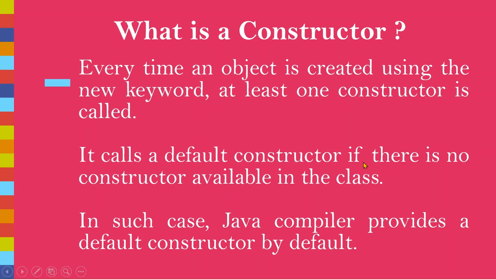So it calls a default constructor if there is no constructor available in the class. If you are not defining any constructor inside a class, then the Java virtual machine is going to call a default constructor automatically. In such a case, the Java compiler provides a default constructor by default. So you don't specify any constructor in your class, and the compiler's work is to create a default constructor and give some default value to the instance variable.